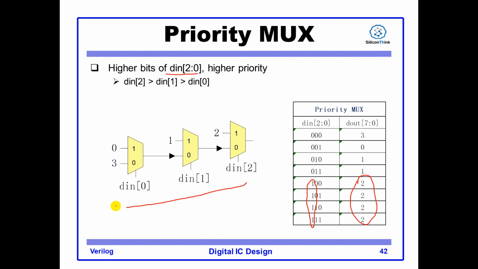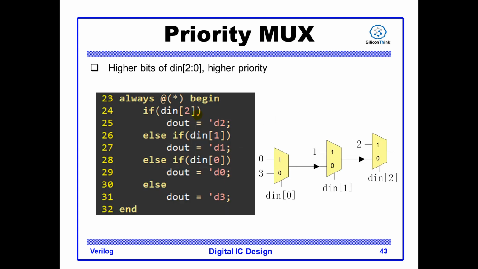Can you write the actual code for this function? Okay, this is my answer. So for priority mux, we usually use if, else if, else if, else.